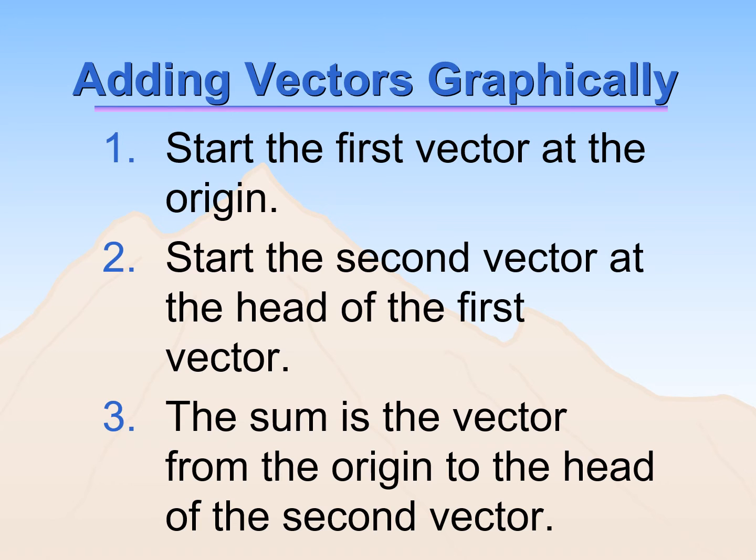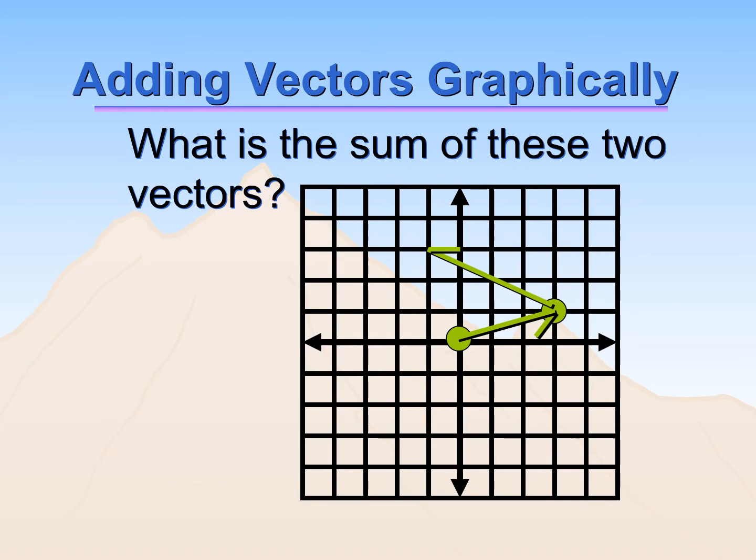Let's take a look at what that looks like. So if we wanted to find the sum of these 2 vectors, notice that here's your first vector and here is your second vector. The sum is going to be from the origin to the head of the second vector. So this vector right here would be the solution, or the sum. And as a complex number, that would be negative 1 plus 3i. So that would be the sum of those 2 vectors.